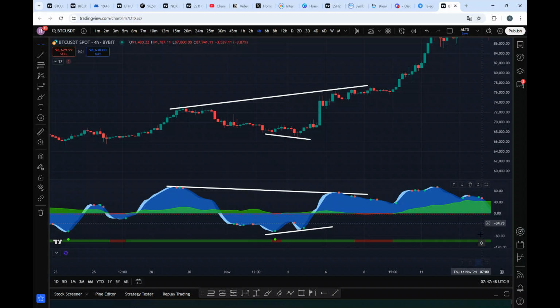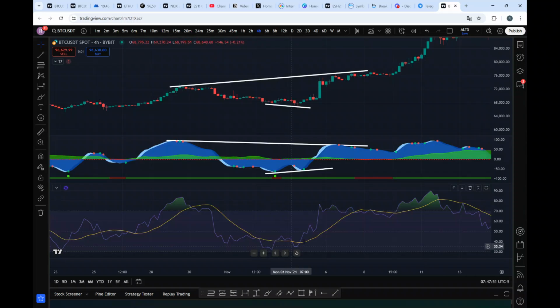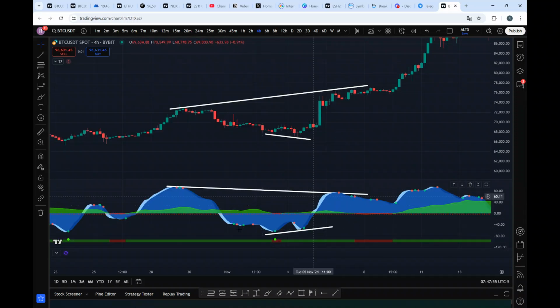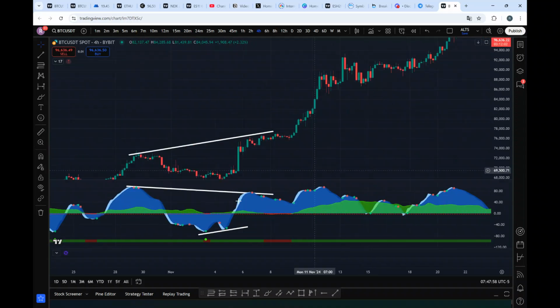The RSI was slightly better but still not as clean. Only the bottom here was perfect, really great. But again, you can see the difference with Market Cipher B, how clean that is here on the indicator.